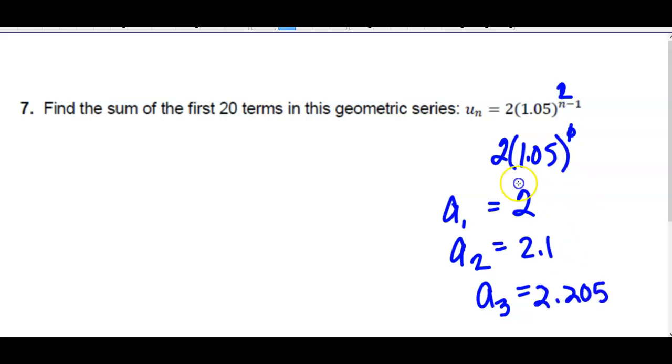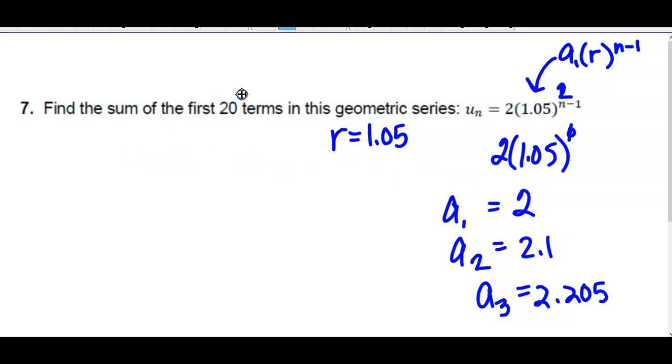2.205. But the bottom line is, if you divide this by this, that is r, remember? Because we had a sub 1 times r to the n minus 1. So it told us all along, really, that r is 1.05. I just wanted to show you. So if I do 2.1 divided by 2, I get 1.05.